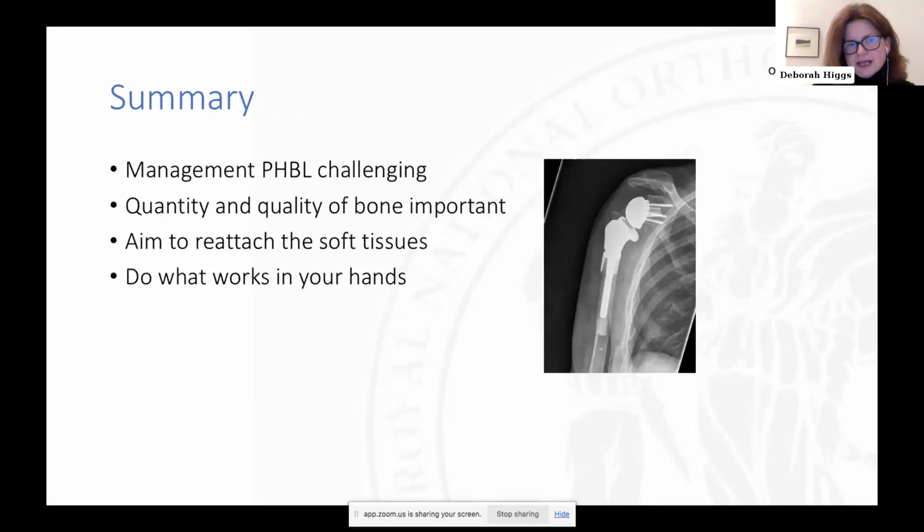So in summary, managing this kind of bone loss is challenging. I think it's important to recognize not only the quantity of bone loss, but the quality of what's left. I think if you can reattach the soft tissues, but I think it's important to do what works in your hands and to plan carefully.